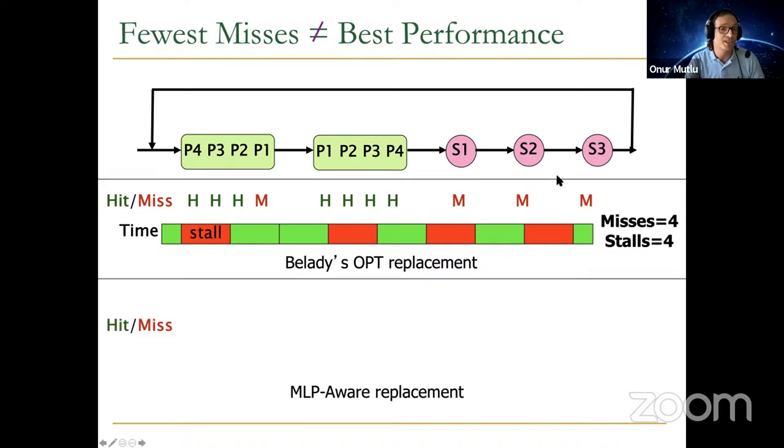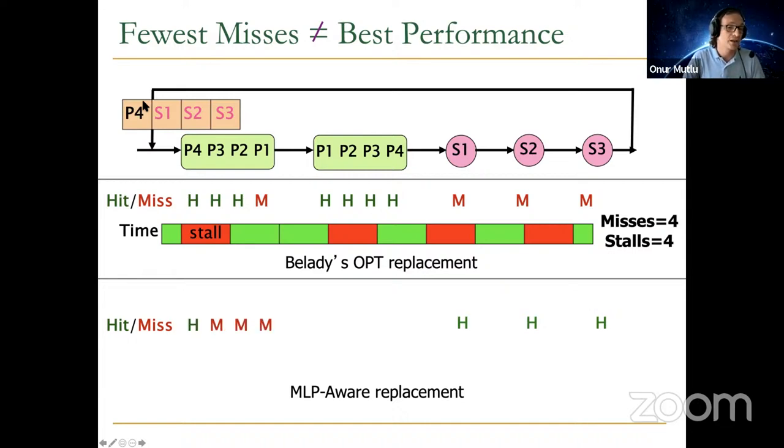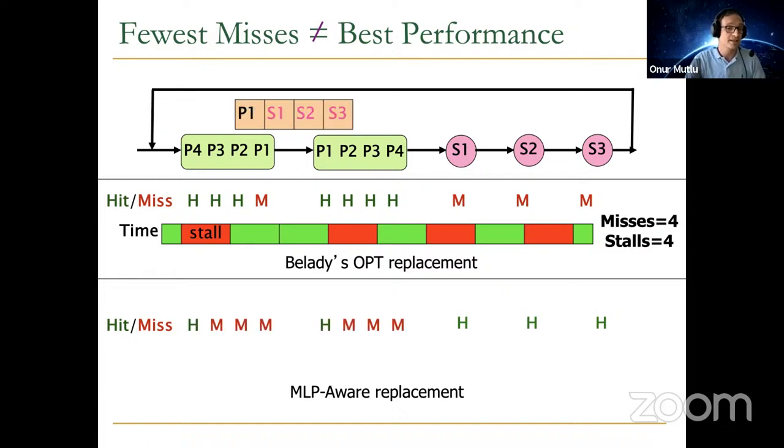Okay, what if you are smarter? Basically, what if you recognize that S1, S2, and S3 are more costly in terms of performance? And if you eliminate S1, you eliminate a stall. And if you did that, what you would do is keep S1, S2, and S3 always in the cache, and just replace P1, P2, P3, P4, and one location is used for those. So you get 3 misses here.